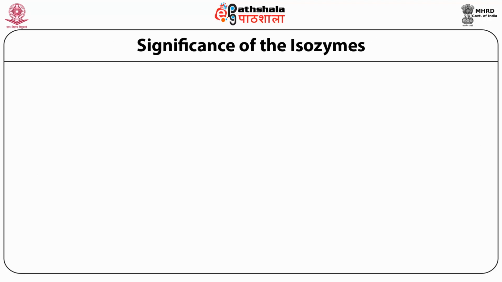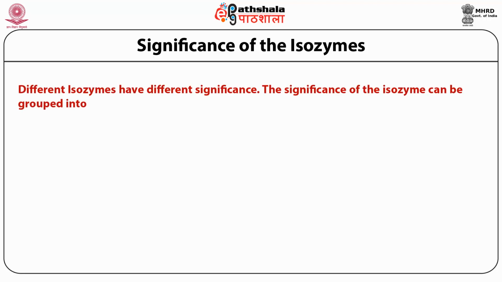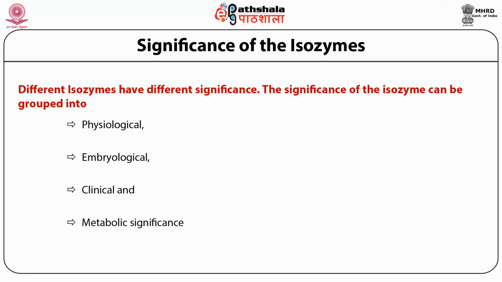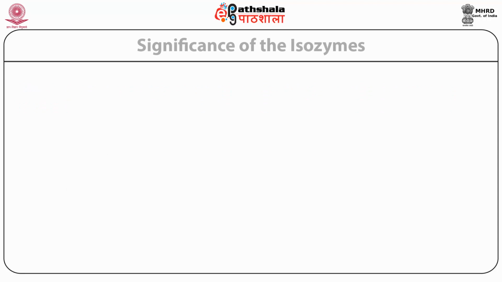After discussion of the types of isozymes and methods of separation, we will now discuss the significance of isozymes. Different isozymes have many significances, and these are grouped into physiological significances, embryological significances, clinical significances and metabolic significances. We will discuss them one by one. The first is physiological significance.